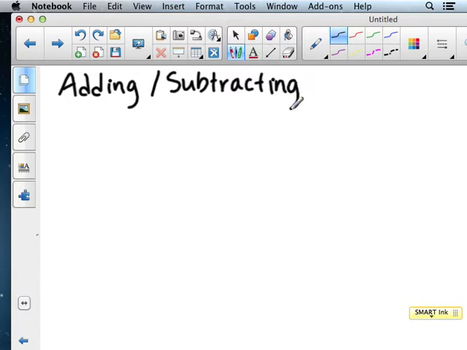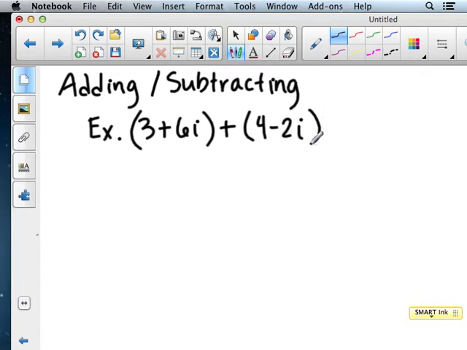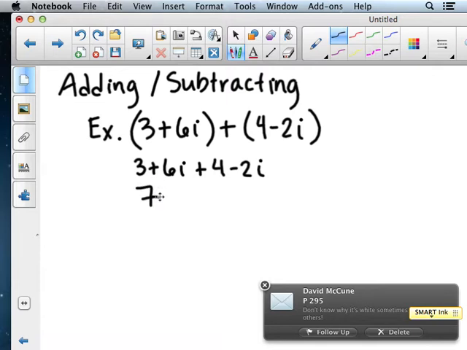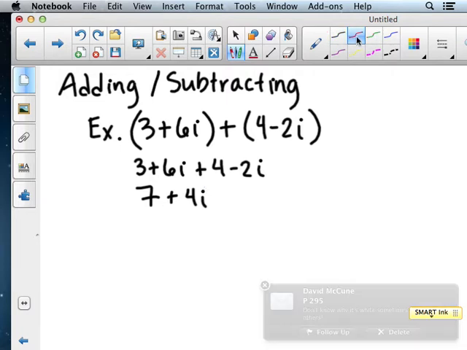So an example of adding would be 3 plus 6i plus 4 minus 2i. Now if this was a minus inside here, I would distribute into the second parentheses, but it's a plus, so I can just drop the parentheses and combine my like terms. Well, my like terms are the real parts, and then these imaginary parts, the pure imaginary parts. So 4 plus 3 is 7, 6i minus 2i, well that's 4i, and you're done. Easy peasy.